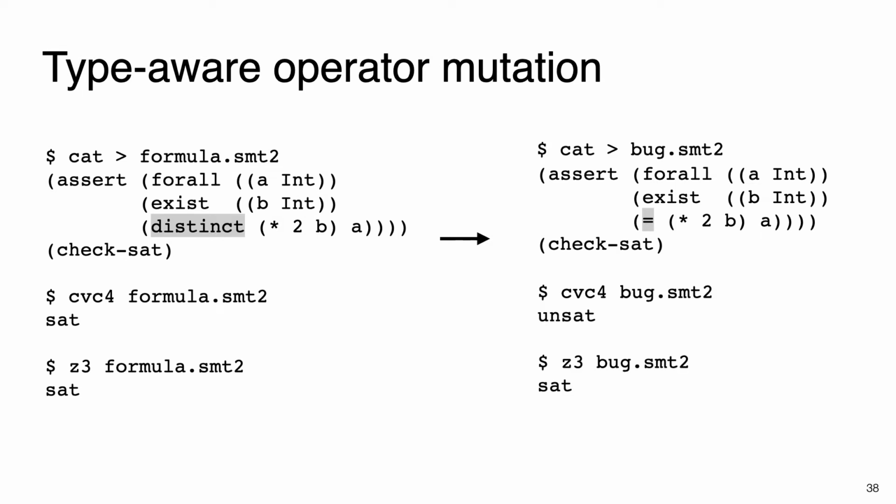We further use this mutant to validate SMT solvers by cross-checking the results of two SMT solvers. For this mutant, CVC4 correctly reports unsat, while Z3 incorrectly reports sat. Then, we find a Z3 soundness bug via type-aware operator mutation.